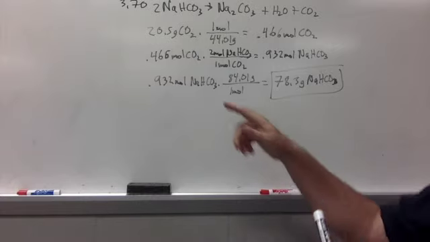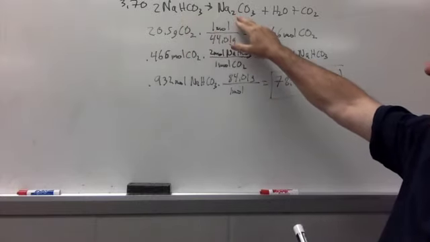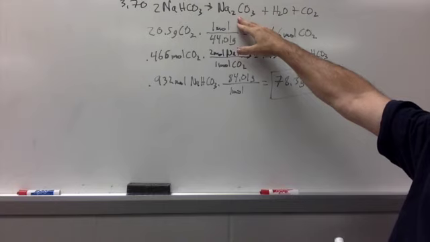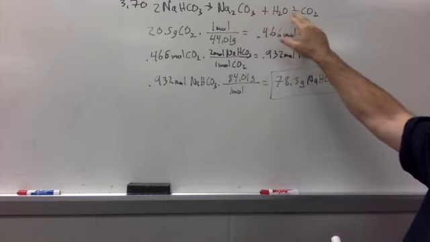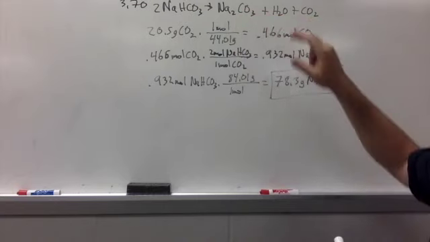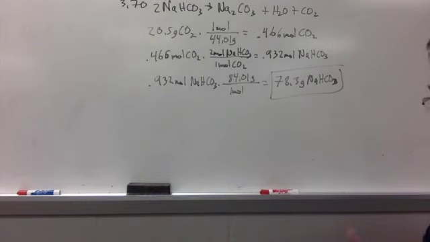So NaHCO3 decomposing to make Na2CO3. The other products would be water and carbon dioxide, which helps rise the cookies, donuts, and bread. And then it says letter B, calculate the mass of NaHCO3 required to produce 20.5 grams of carbon dioxide.